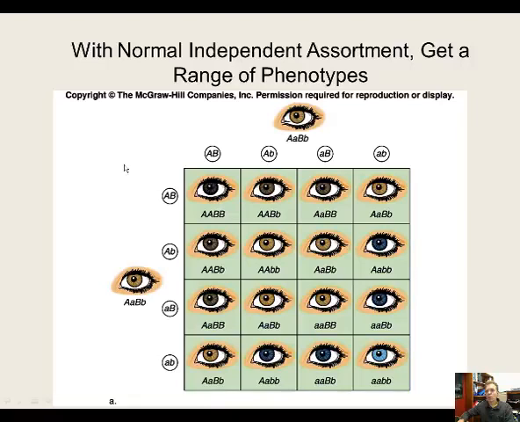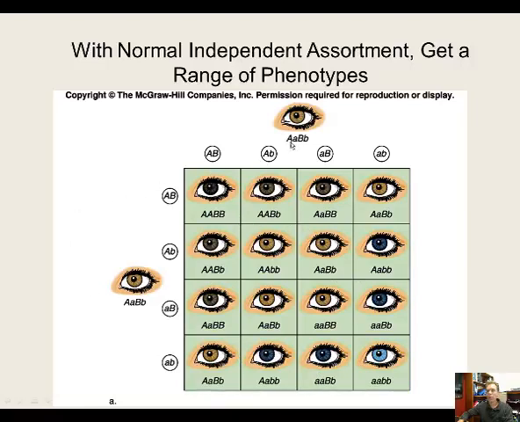With normal independent assortment, again, ranges of phenotypes are seen. This is seen with, for example, the wheat, and for example, eye color. Here's an example where two people who have an intermediate eye color, sort of a hazel color, have these possible progeny resulting from that cross.